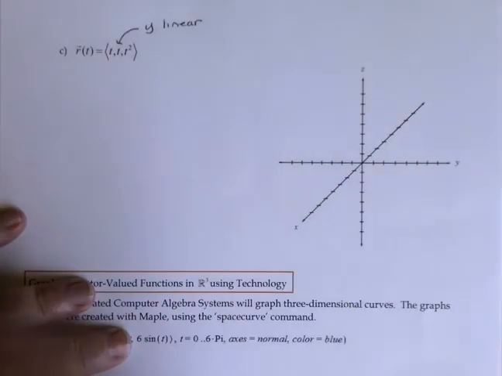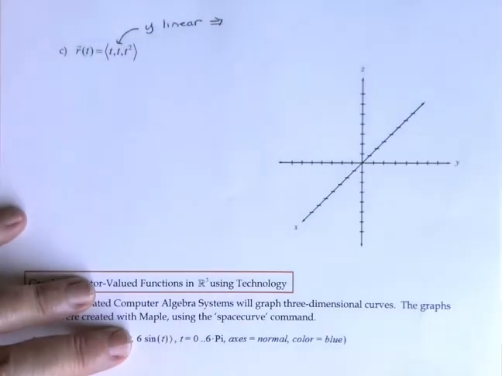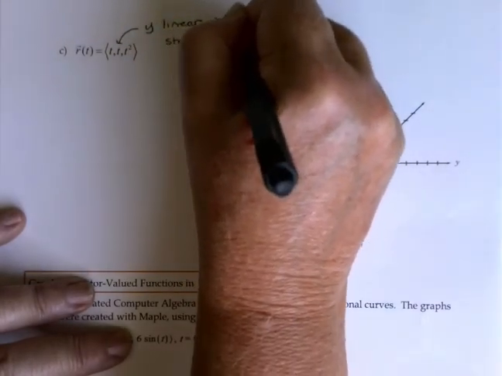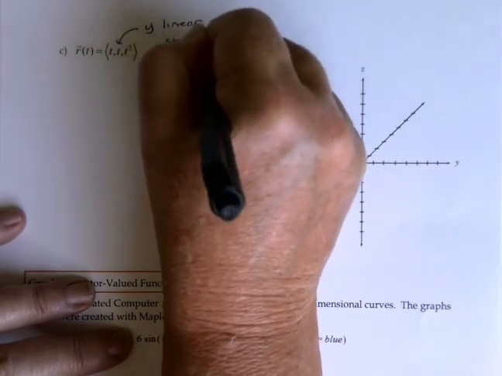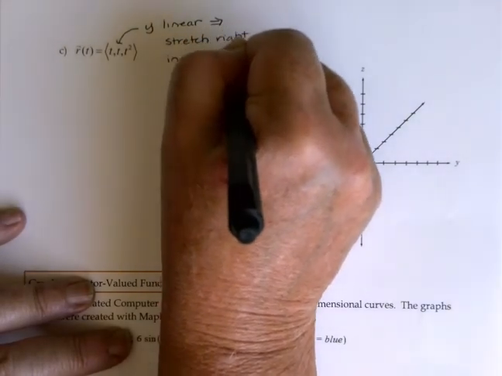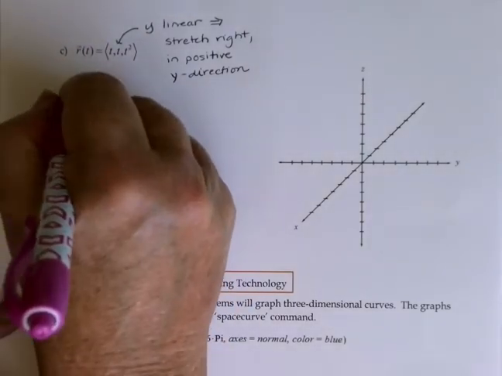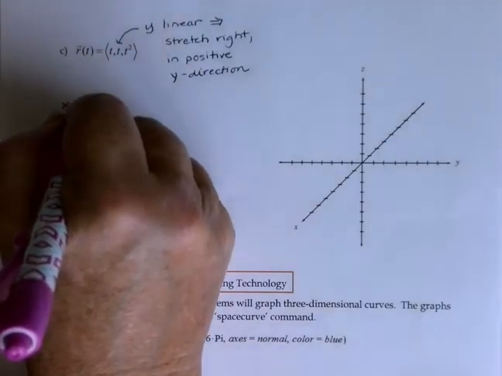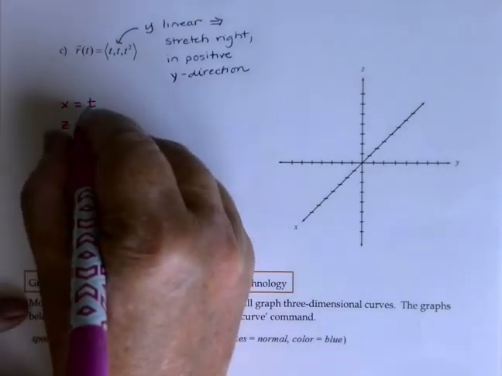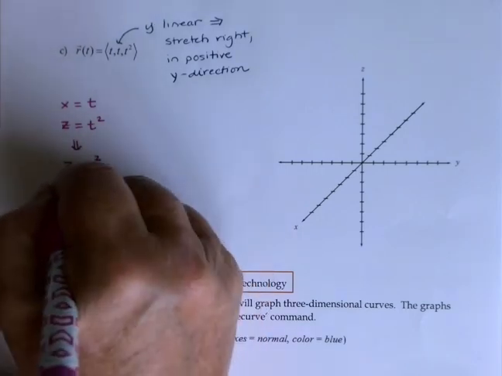Y is right and left. Since it's got a positive slope, that's going to tell me to stretch in the positive y direction, or to the right. All right, what about the x and the z? X equals t, and z equals t squared. So in fact, since t is just x, that's just like saying z equals x squared. And we have a parabola.